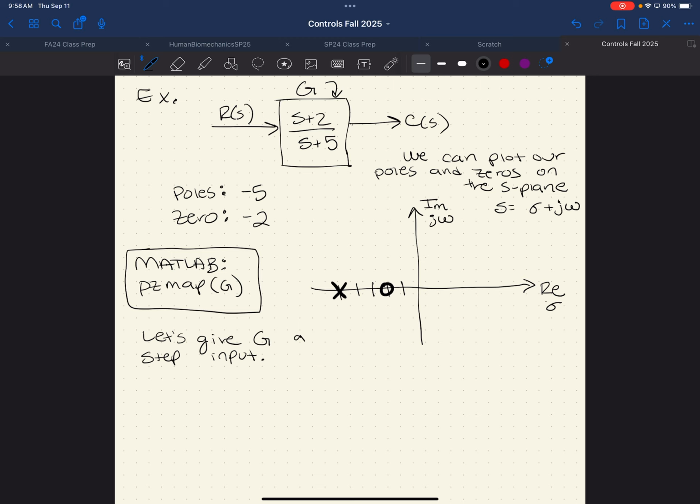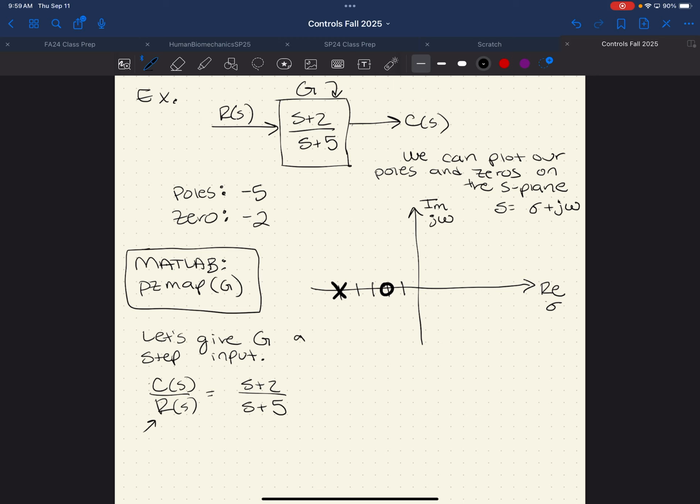How do I figure out that system response to a step input? Well, tell me about the definition of a transfer function. Transfer function is what over what? Okay. So I have output over input is equal to S plus 2 over S plus 5. Do I know my input?